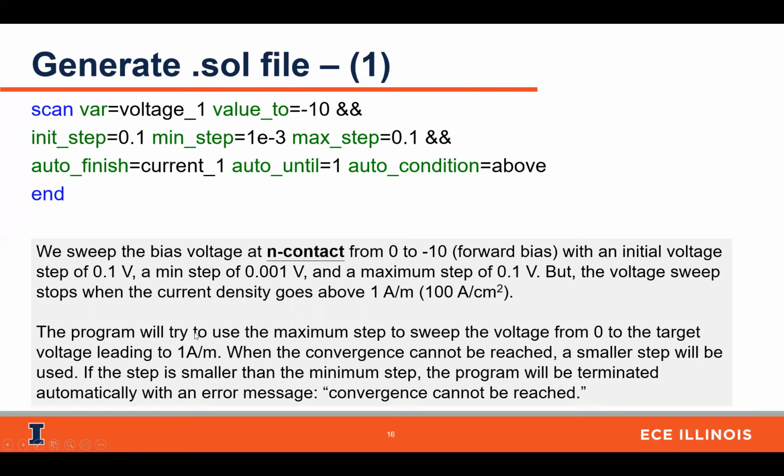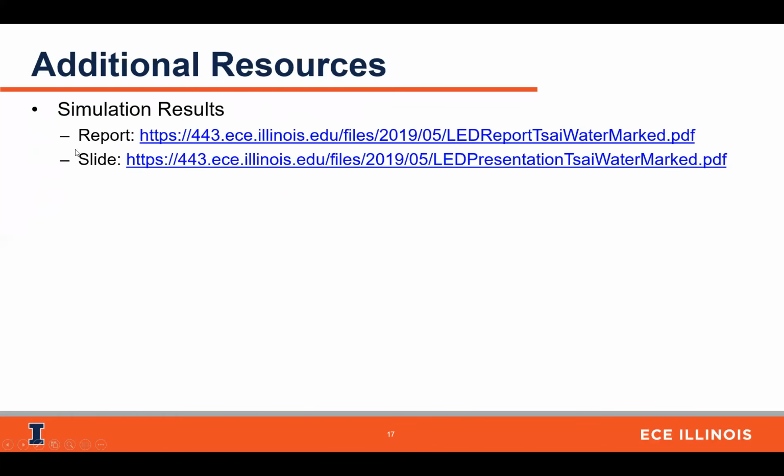So the program will try to use the maximum step to sweep the voltage from 0 to the target voltage, leading to 1 amp per meter. When the convergence cannot be reached, a smaller step will be used. If the step is smaller than the minimum step, then the program will be terminated automatically with an error message: convergence cannot be reached. You can check the similar simulation results in these two links.